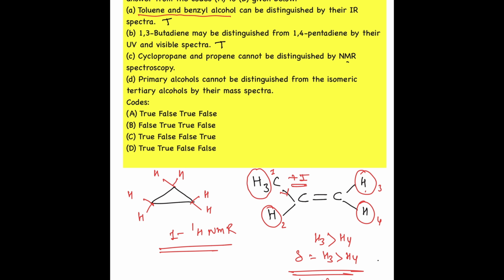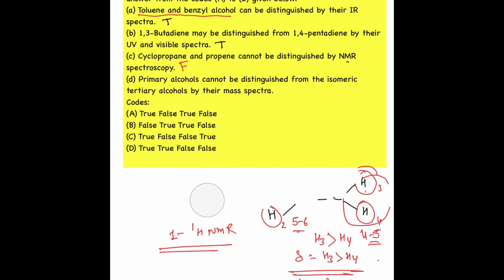You can also take a reference of the signals: there is a 1.65, okay, and in case of this proton that is 5 to 6, and these protons will lie between 4 to 5, and based on the trans effect it will be more or less in case of both protons. So that statement is false. Now the last statement is: primary alcohol cannot be distinguished from the isomeric tertiary alcohol in their mass spectra. That is completely false, because mass spectra can easily identify 1 degree, 2 degree and 3 degree alcohol. So again this is a false statement.